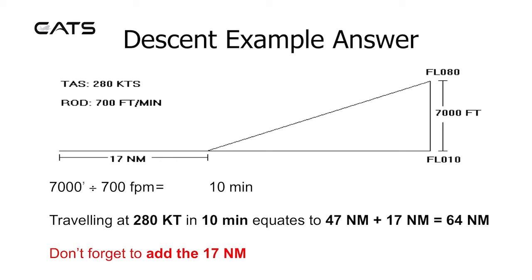Travelling at 280 knots in 10 minutes equates to 47 nautical miles plus the 17 nautical miles, which adds up to 64 nautical miles from the VOR.